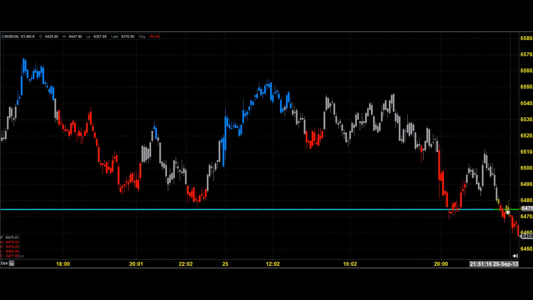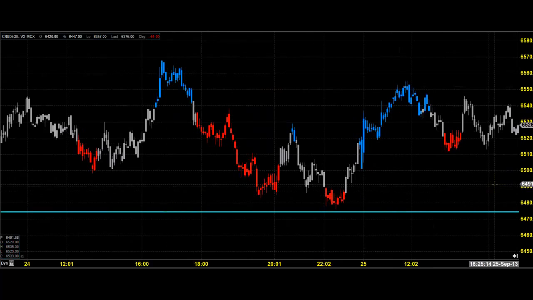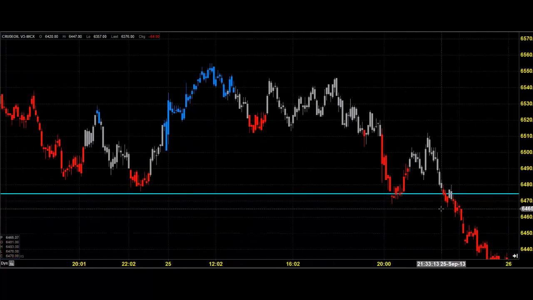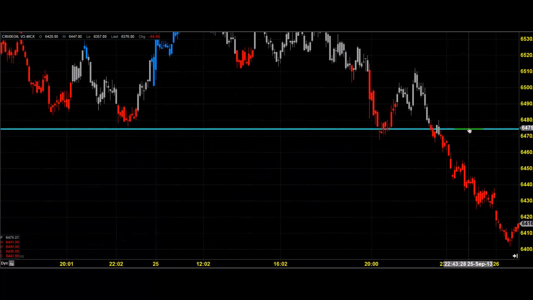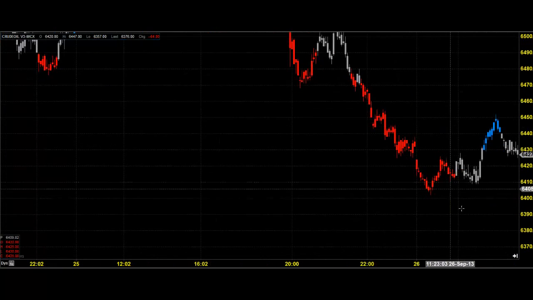If you draw a line here, you can see it is a breakdown. This line was a major support for two to three days. Since the price is breaking this support, it shows a breakdown, so the price came down. So you can see it is a continuation of the trend, and the price came down.